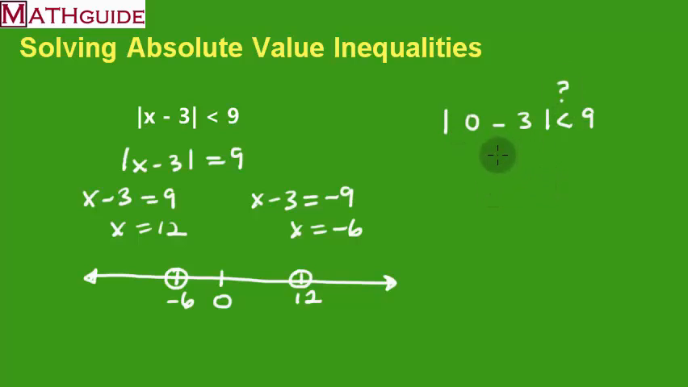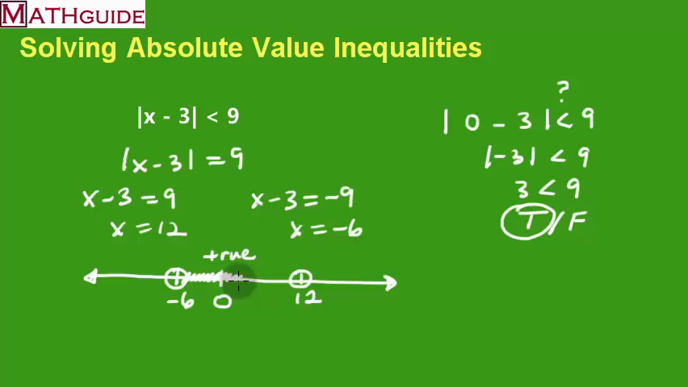So 0 minus 3 is -3. Take the absolute value of that, we get 3. Now we determine, is this true or is this false? Is 3 less than 9? It certainly is, so we know that's true. So I know now that this section is true. In other words, all of the numbers in this section are going to work. So that's why I'm going to shade this entire section.